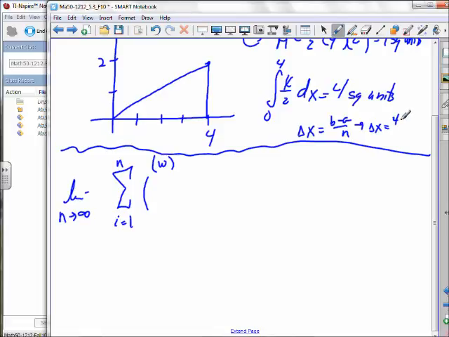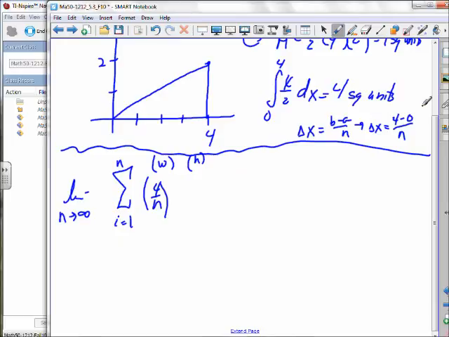B is 4, a is 0. How many do you want? N of them. We're not saying we want just 2 or 3 or 4. We want n of them, because we're going to let n go to infinity. Okay, so the width is 4 divided by n. What's our height of each of these rectangles?